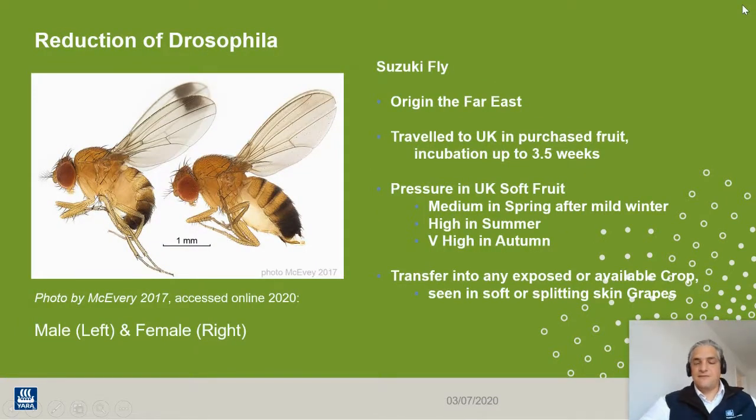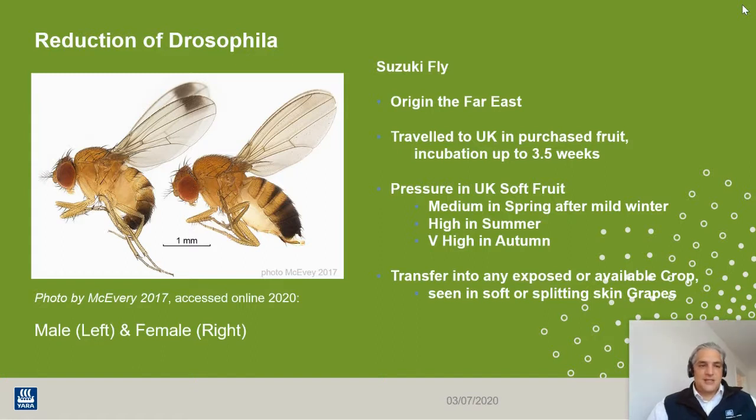Drosophila, or Suzuki fly. This is not so much of a problem in grapes. Drosophila is a very big problem in soft fruit in the UK. It's come in from the Far East, and the real issue from Drosophila in the UK is that the UK doesn't have as strong a winter as you would want in order to wipe out Drosophila between years.